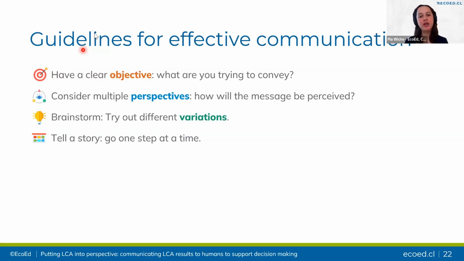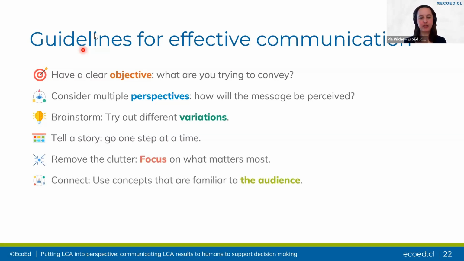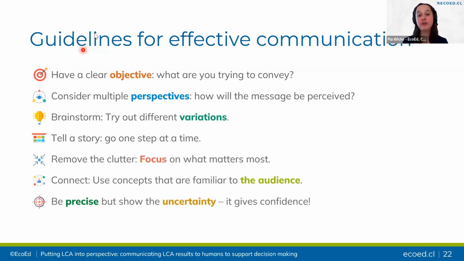So by going one step at a time, we're actually helping the client use the story of the data to justify the results. Remove the clutter. Focus just on what matters most for decision making. Connect. Remember to use concepts that are familiar to the audience, like a puppy. Be precise, but show the uncertainty. It gives confidence in your results, and it's also more transparent. And remember to, as far as you can, get a diversified team so that you can get better results.